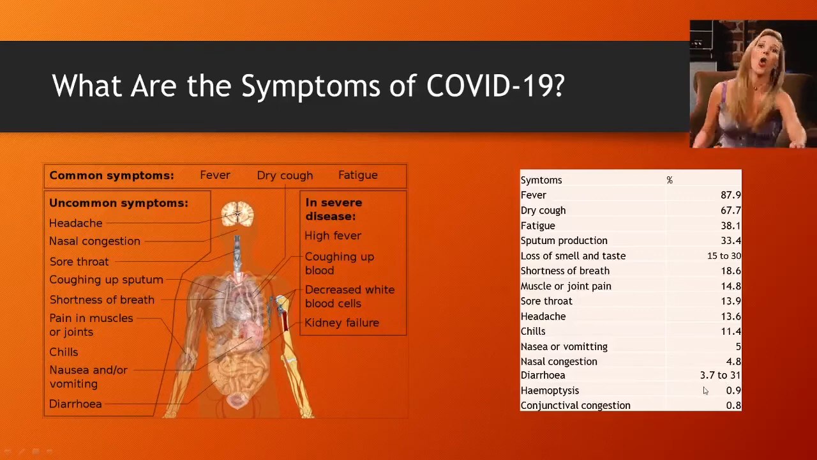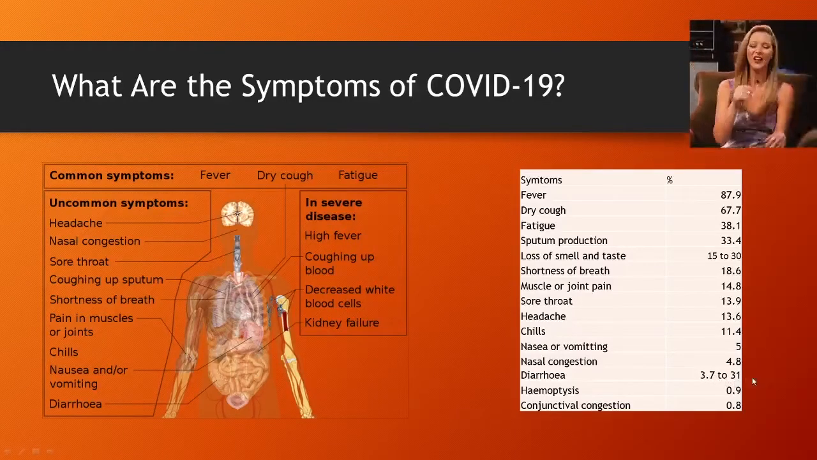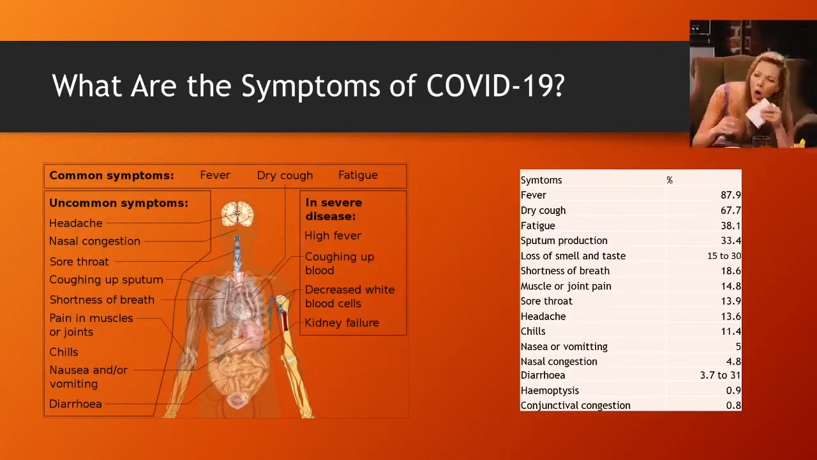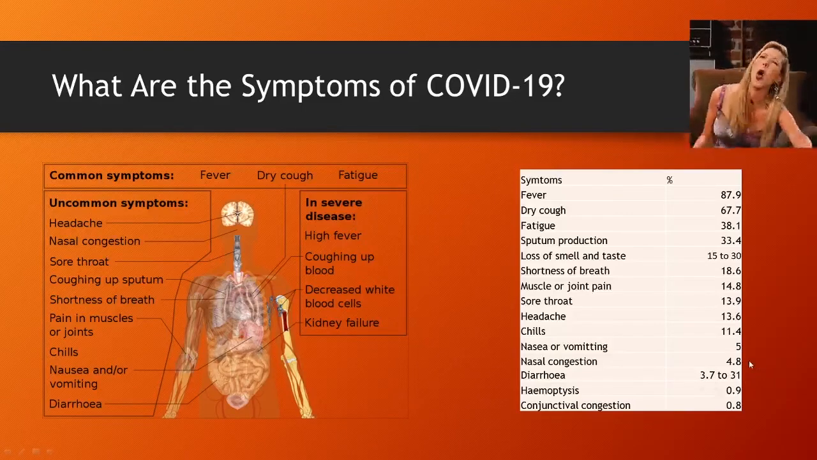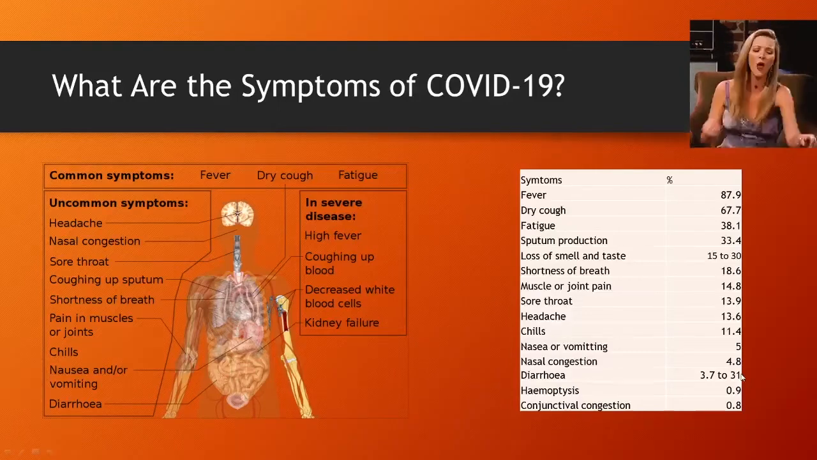Nasal congestion, diarrhea. Diarrhea, 3.7 to 31%. Basically, the variance is very hard. It's very hard to say where diarrhea comes from. It could be from a number of things. Could be caused by corona directly. Could be caused indirectly because you're feeling sick. It's kind of hard to say.